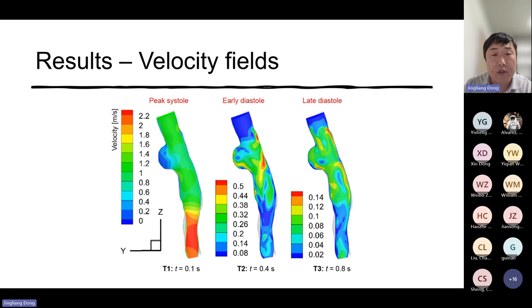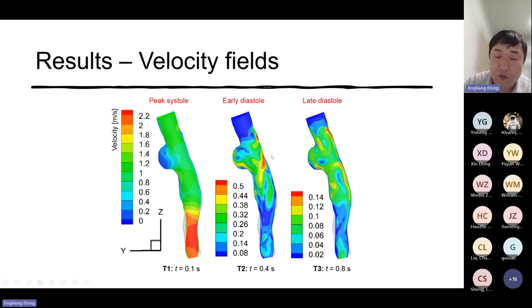First of all, I present the velocity fields during three key time events of the cardiac cycle. The first one represents peak systole, the second one represents early diastole, and the last one is late diastole. As we can see from the velocity fields, we can see the flow acceleration and deceleration along the course of the simulation time. We also can observe the flow disturbance within the aneurysm section.